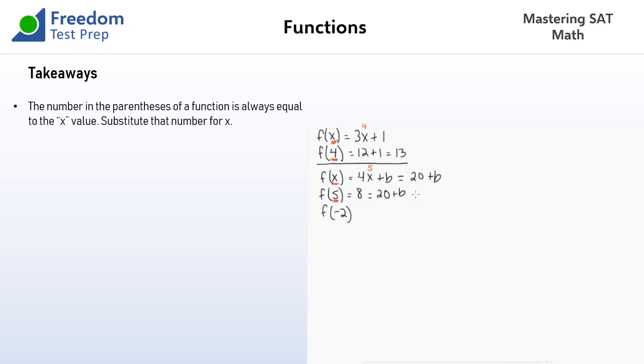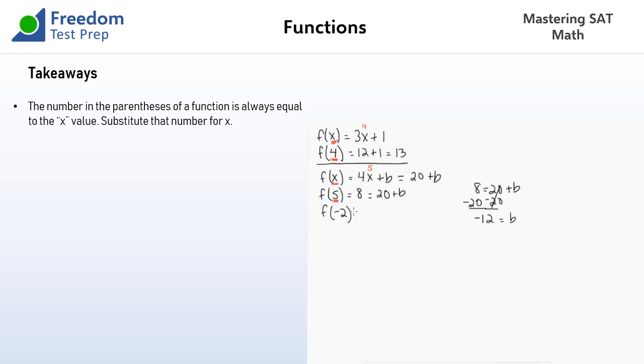Okay, so now I think I'm just going to write it out here so I can actually do some work. We've got 20 plus b, and now we can actually solve for b. We just subtract out the 20, we get negative 12 equals b.